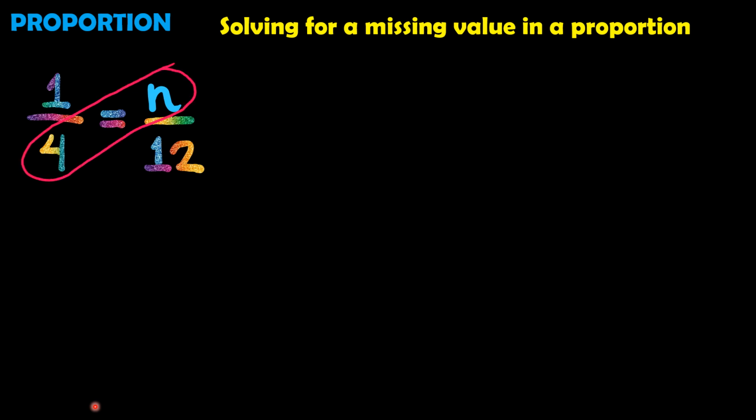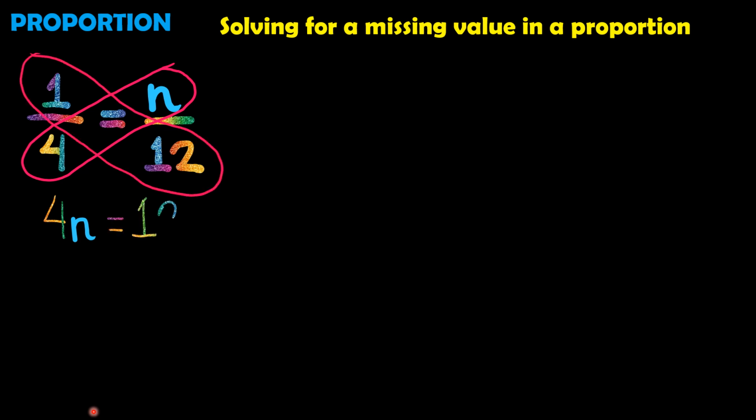multiplication. So how do we multiply a number and a variable? We just write them together. 4 times n is simply 4n. And then multiply 1 and 12, we're going to have 12. Now, the next step would be to use whatever is the number beside your variable. We're going to use that to divide both sides of your equation. So in this case, the number beside our variable n is 4. So we will divide everything by 4.